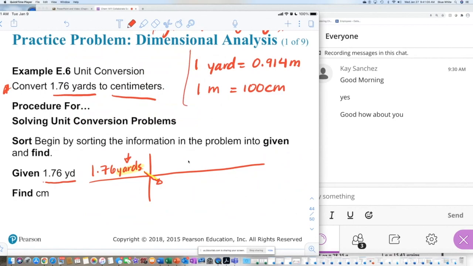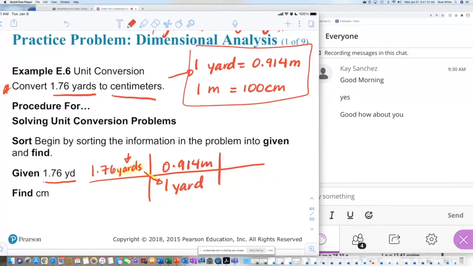I look up here, I have two to pick from. Only one has the units yards to pick from, right? So I'm going to use that. I will write the number and the word yard on the bottom. So this would be 1 yard. And on top, I'll write 0.914 meters.